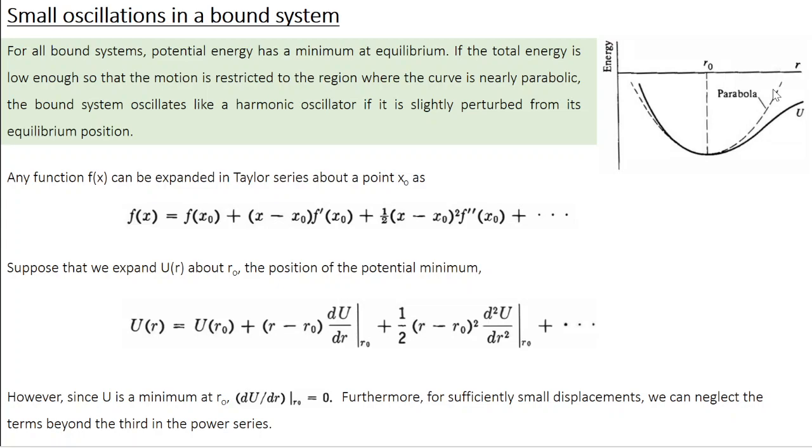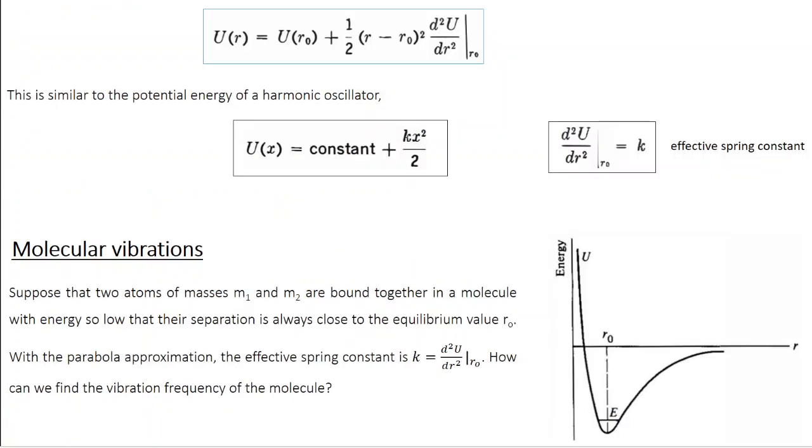When you add a constant to it, you are basically applying an offset. So you are shifting the entire parabola either upwards or downwards. In either way, the shape of the parabola is not going to change, only the offset changes, right? So u of x equal to constant plus half kx square is perfectly valid for a harmonic oscillator.